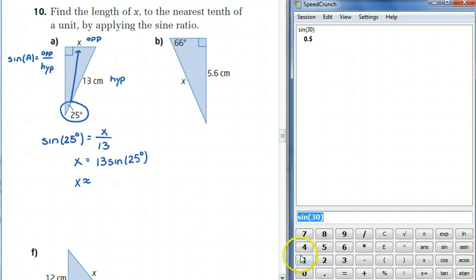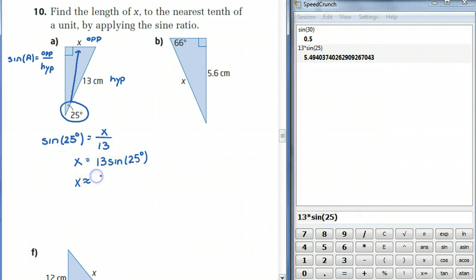So therefore, let's work this out. 13 times sine of 25 degrees equals, and we want this to the nearest tenth of a unit, so we get approximately 5.5. Again, really important, don't figure out what sine of 25 degrees is, write it out as a couple decimal places, and then multiply it by 13. Have your calculator do the work for you.